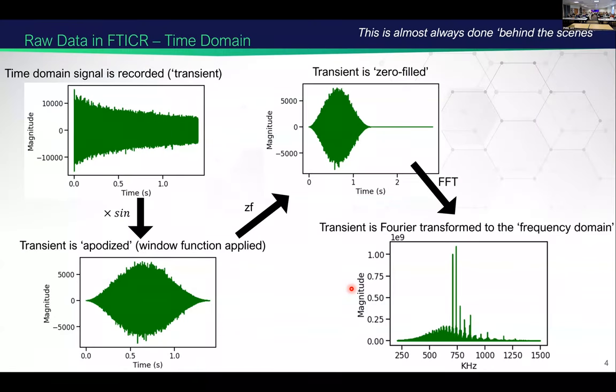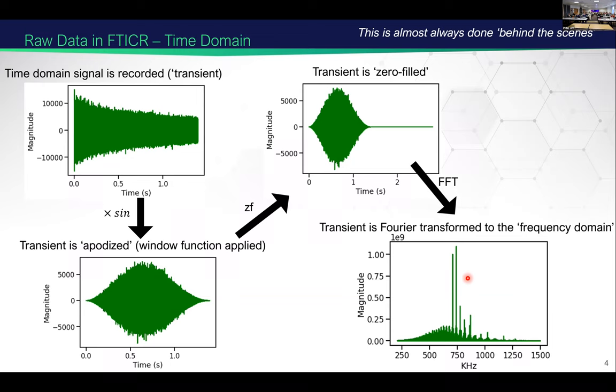So I didn't go into how FTICR works this morning, and I don't really want to go into it too much right now. It's kind of complicated in itself. But the actual information the instrument records is what we call a transient or a time domain signal. And so we have to do various functions to it, such as apodization, zero filling, before we do a Fourier transform. And that's where the name Fourier transform ion cyclotron resonance comes from. It's because we're measuring time domain signal and we want to get the frequency domain information out of that.